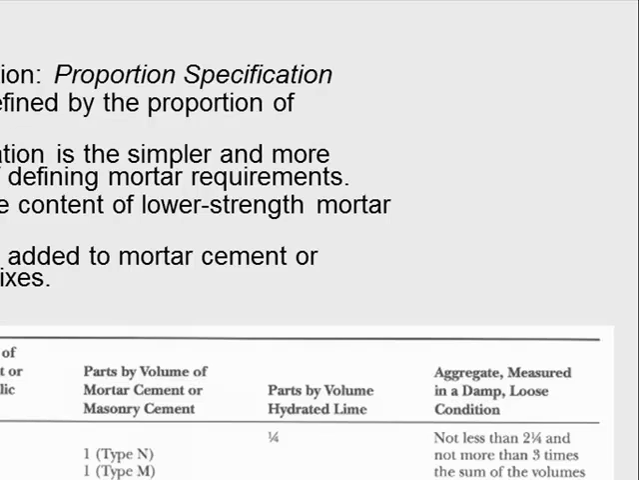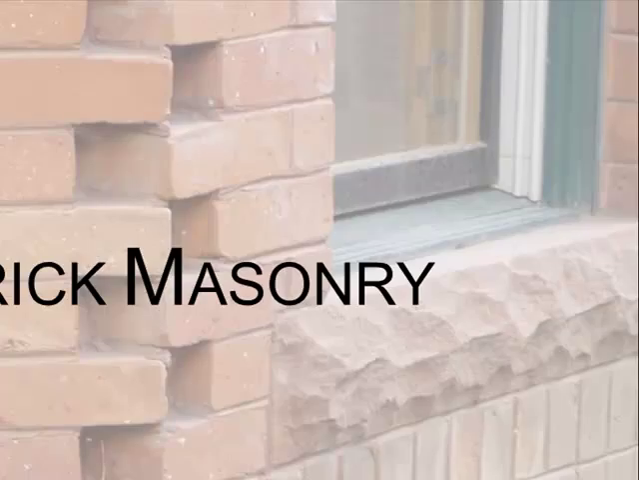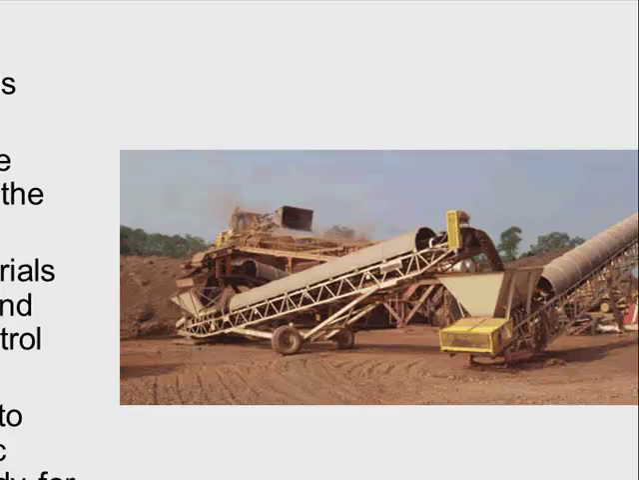Here are more charts talking about the different parts and how it's created. That's the strength for the different types of masonry, and you can see M is obviously the highest. So then we get into brick masonry, and brick is a very green product. It's made from biodegradable materials and comes from the earth. It's manufactured, but it comes from the earth. It's all natural.